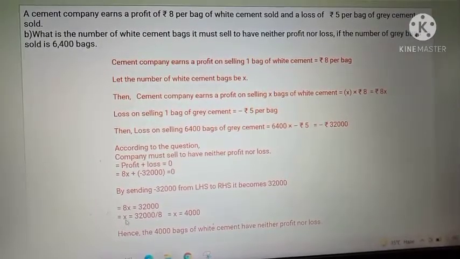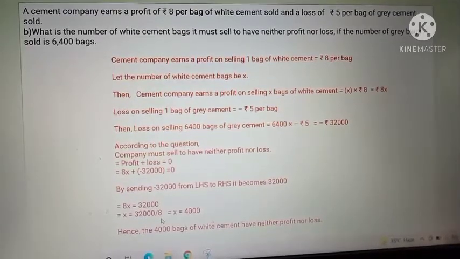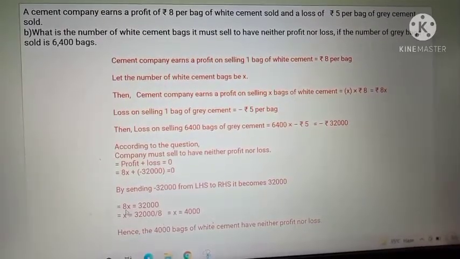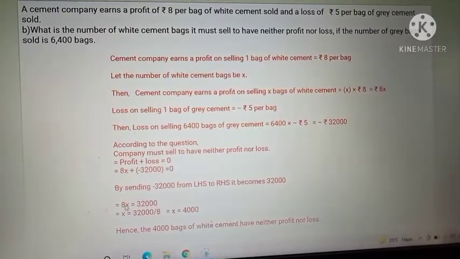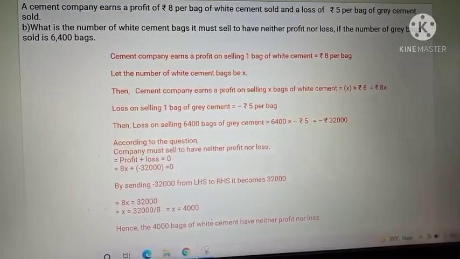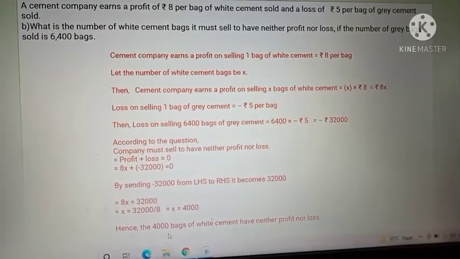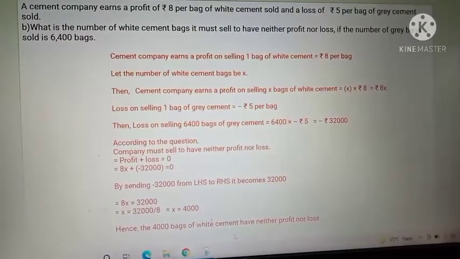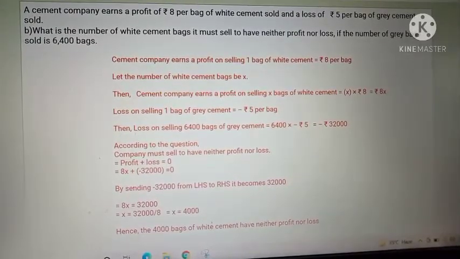So 8x is equal to 32,000, and x is equal to 32,000 divided by 8. Why? Here it is multiplication, 8 into x. So when we take this 8 from the left hand side to the right hand side, again the sign will change and it becomes division. 32,000 divided by 8 is 4,000. Hence, 4,000 bags of white cement give neither profit nor loss. Hope you are clear with this. Let's move on to the next question.